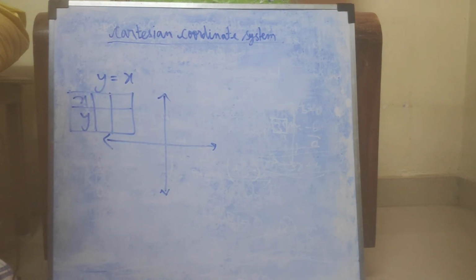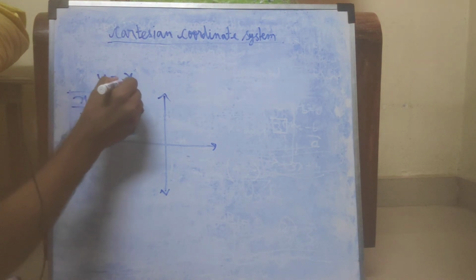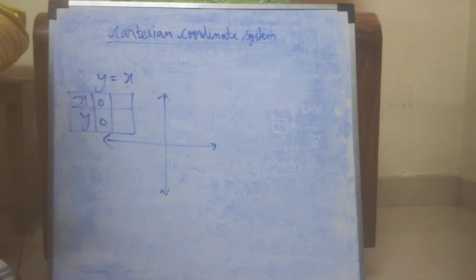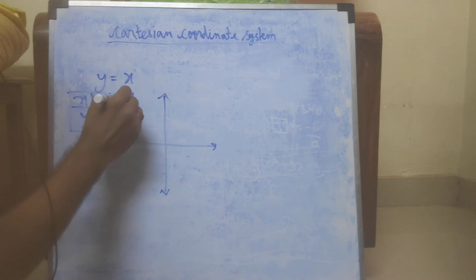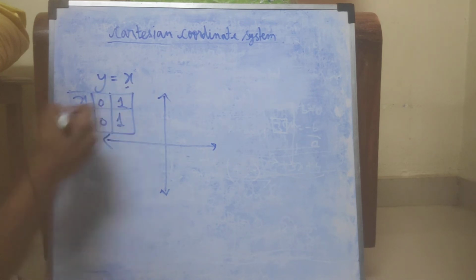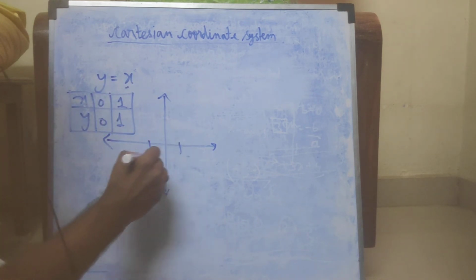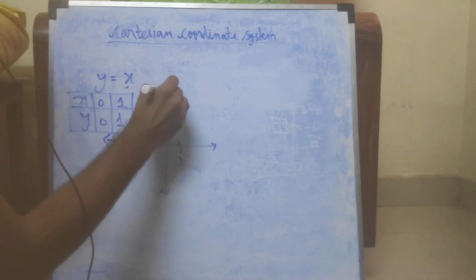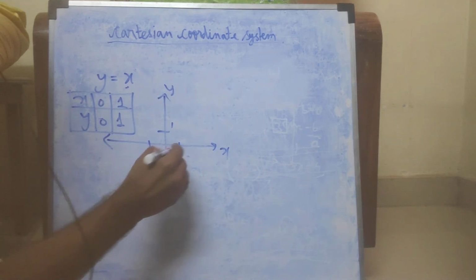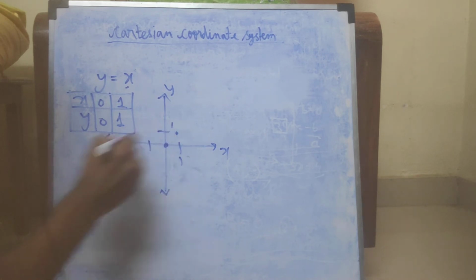There are only 2 points needed. If we plot 2 points, that is more than sufficient for a linear polynomial. When the value of x is 0, y is also 0. If the value of x is 1, suppose, then y is also 1. So if I plot these points, this is y and x. So 0 comma 0 is one point, and 1 comma 1 is another point.